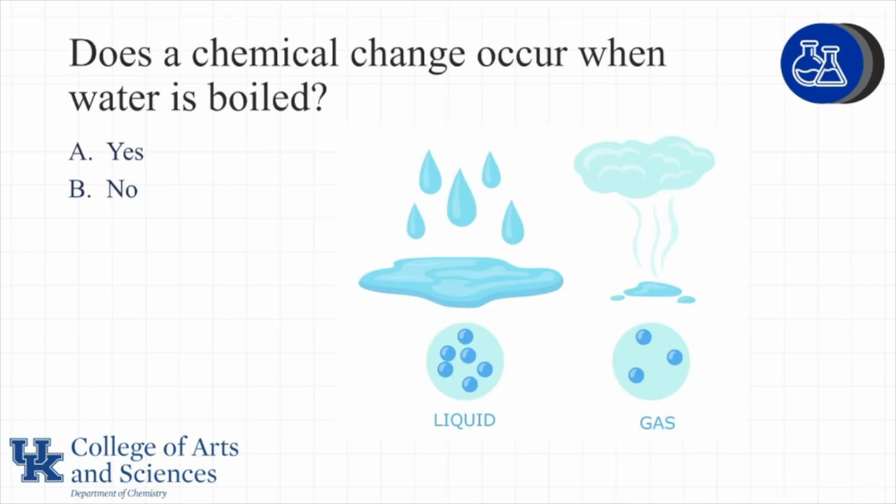Does a chemical change occur when water is boiled? And the answer to that is no. When we look at liquid water, it's H2O molecules. When we look at gas phase water, it's H2O. Even though we're putting energy in, we're not putting in enough energy that we can break a bond. And as a result, we still have H2O molecules. So this is a physical change.